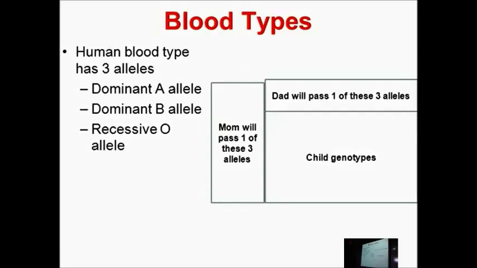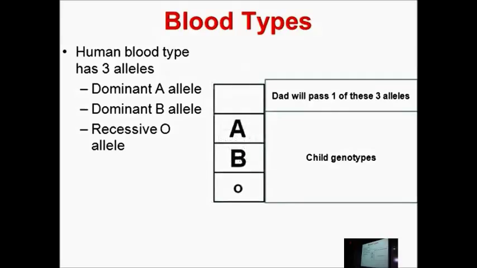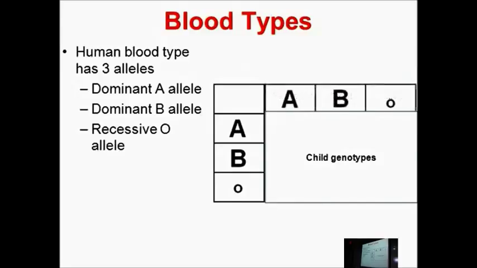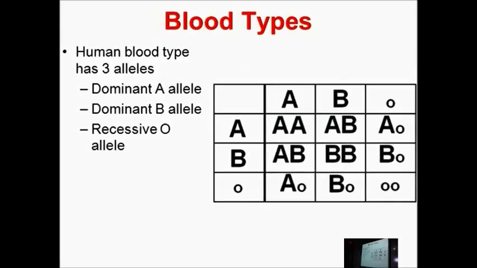Now, when we look at the picture on the right-hand side, you see the box that says mom will pass one of these three alleles onto her offspring. Maybe mom has type A, maybe she has type B, maybe she has type O, but either way, mom is going to pass on one of these three alleles to her child. On the top of the picture, dad is going to pass on one of these three alleles to the child. So when you look at the possible genotypes a child can have when mom and dad have a baby with regards to blood type, these are the nine options.